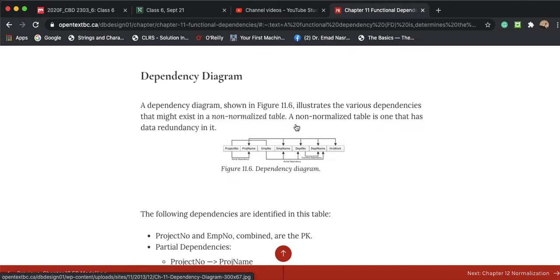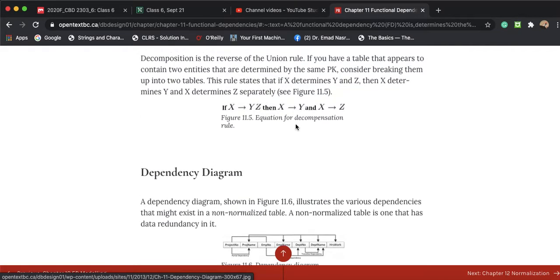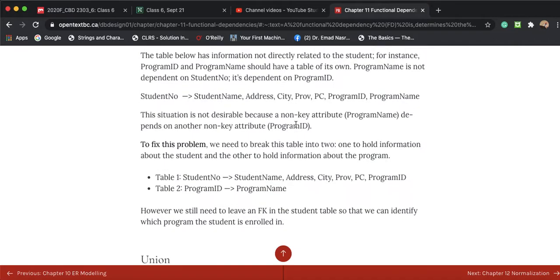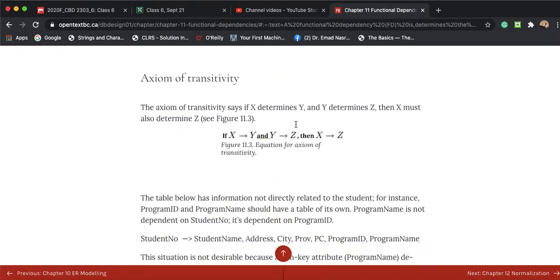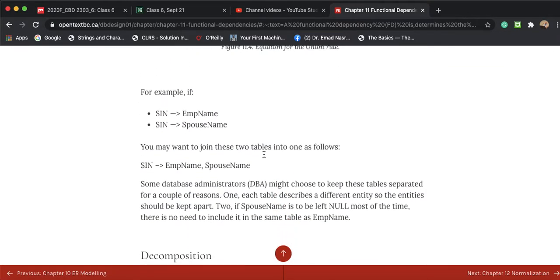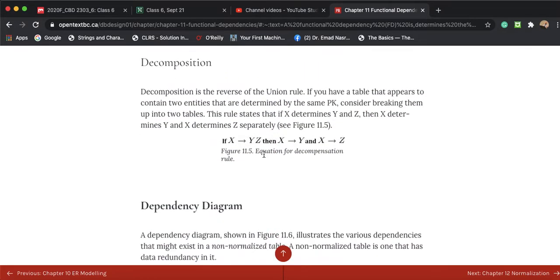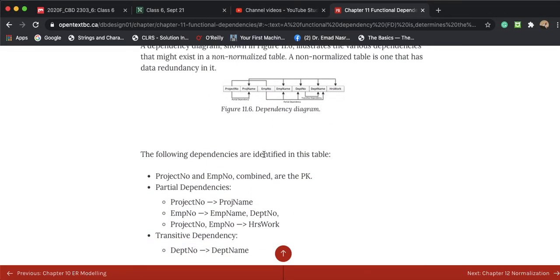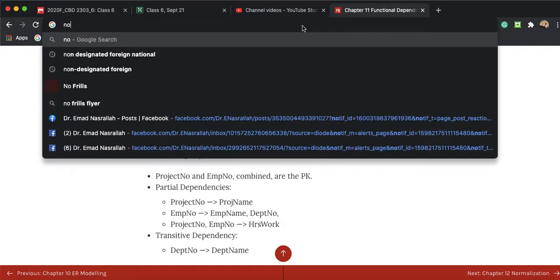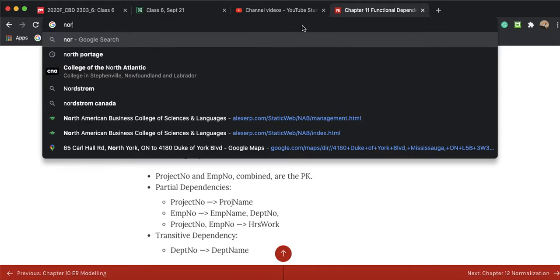Why I tell you about the functional dependencies and I don't want to go through rules: rules are not important for our topic, which is normalization. What we need to do is normalize our database. What is normalization? You can find the normalization in the book I sent you.